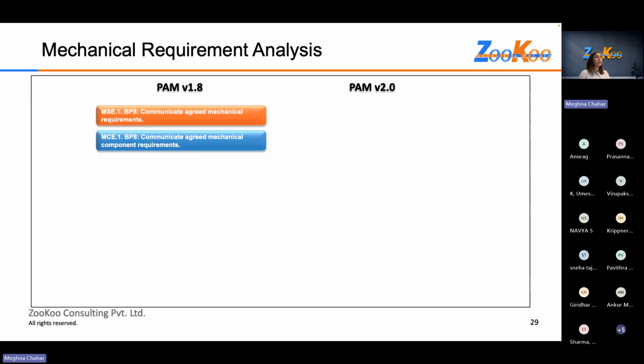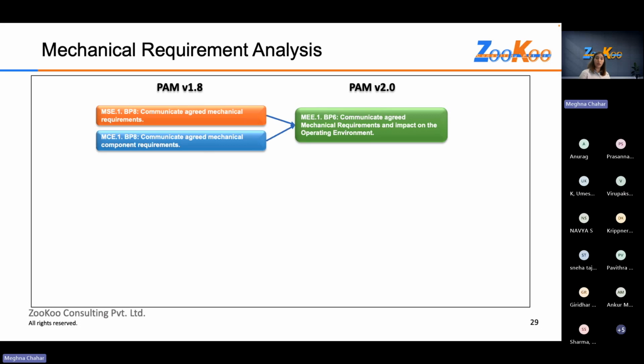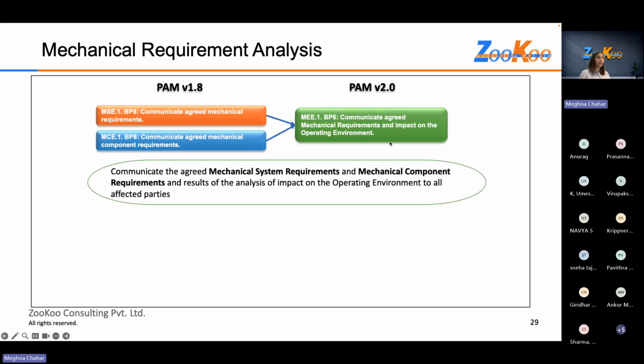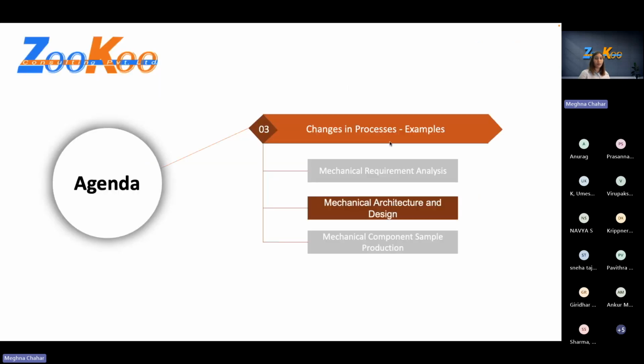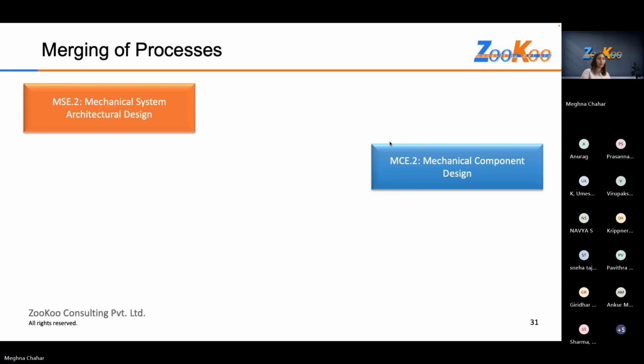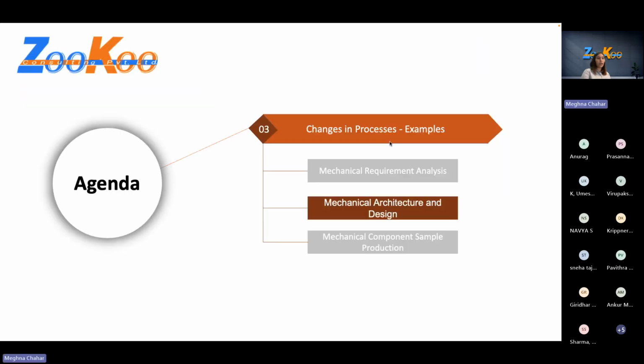Going ahead, next, communication and agreed mechanical requirements. No change, they have simply combined. We still need to communicate all system requirements and component requirements. That's all for the requirement analysis process. Next is our mechanical architecture and design process.